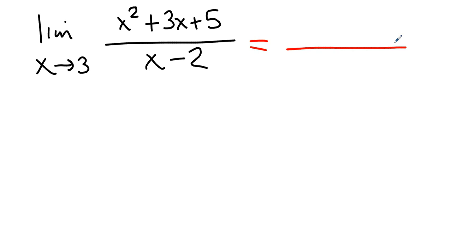Well, I know that the number 5 is going to stay 5. The limit of 5, no matter what x approaches, is 5. And I know that as x approaches 3, x gets closer and closer to 3, and that's just a scalar multiple. This is that c times L business. And then this is just a power. So that gets closer and closer to 3, and we just square it, and that's your numerator.